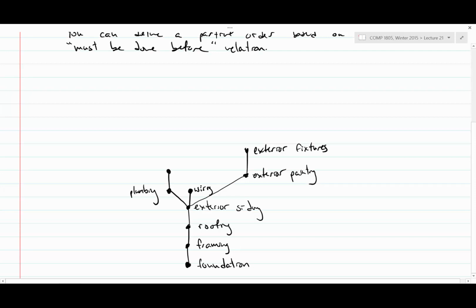After you do the plumbing, you can do the flooring. After you do the flooring, you can do, say, the carpeting. After you do the wiring, you can do, say, the drywall. After you do the drywall, you can do the interior painting. Of course, it doesn't really make sense to do the drywall until the plumbing's done, and it doesn't really make sense to do the interior painting until the floor is done, so you have some requirements there as well. After you do the interior painting, you can do the interior fixtures.